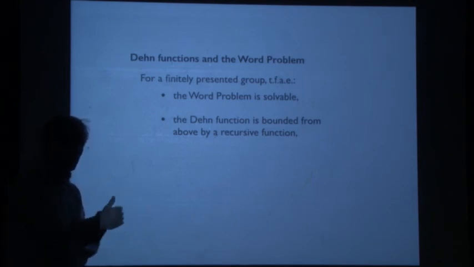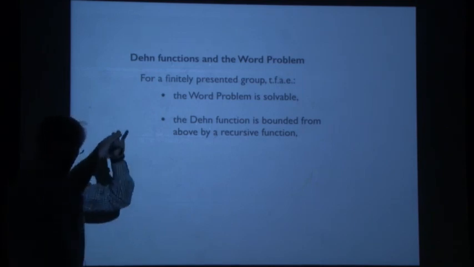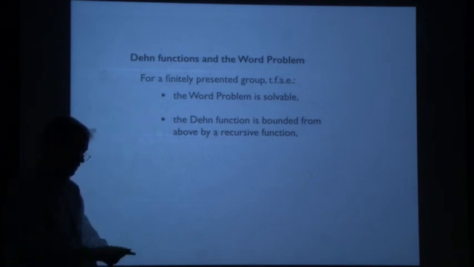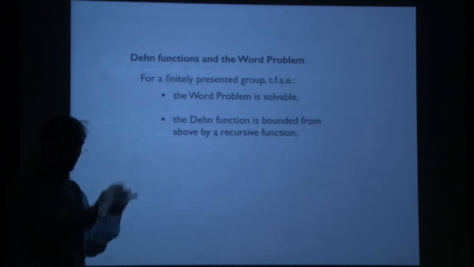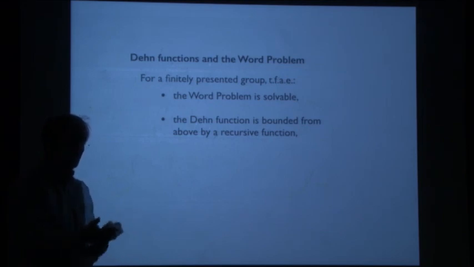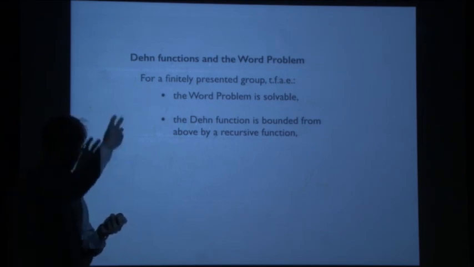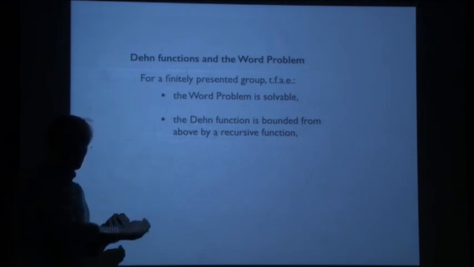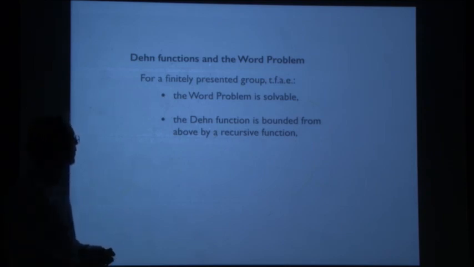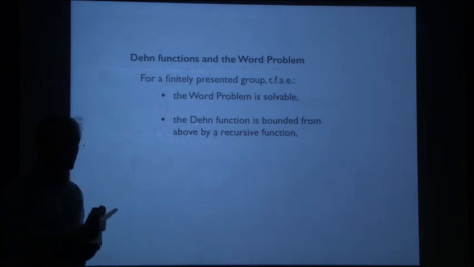can start listing all possible ways of trying to reduce those words to the identity. You know that they represent the identity, so you will eventually find ways to reduce them to the identity. So the Dehn function actually, so you can tell which one you can find the most efficient.